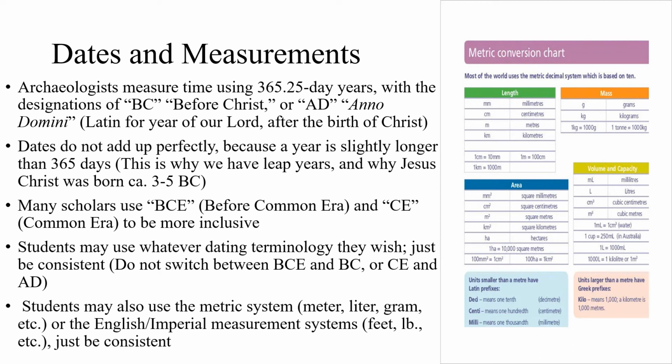Many scholars use BCE, before Common Era, and CE, Common Era, to be more inclusive. Students in this course may use whatever dating terminology they wish. Just be consistent. Do not switch between BC and CE or BCE and AD. When it comes to measurements, students may use the metric system, meter, liter, and gram, or the English/imperial system, feet, pound, miles, etc. Just be consistent.